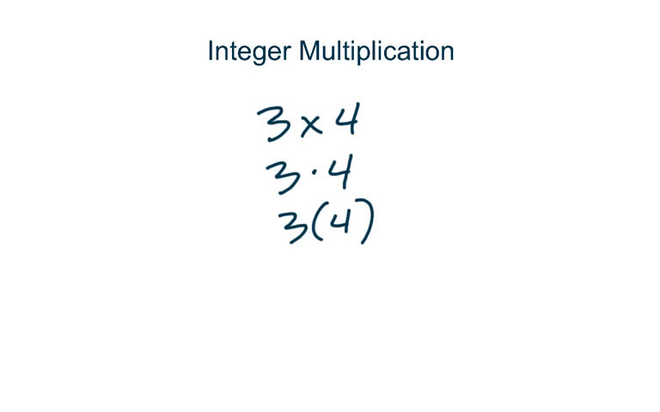Hey everyone, let's do a quick review of integer multiplication. We'll look at multiplying positives by positives, positives by negatives, negatives by positives, and negatives times negatives.